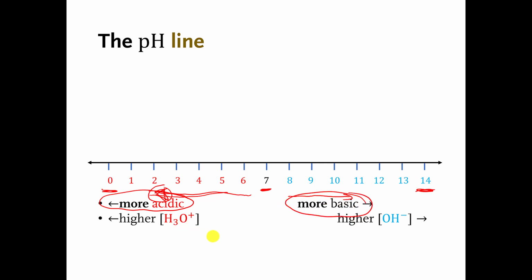And what that means is if you're traveling more to the left, the concentration of H3O+ is going up and up and up as you go to the left. And if you're traveling to the right, the concentration of OH- is going up and up and up as you go to the right.